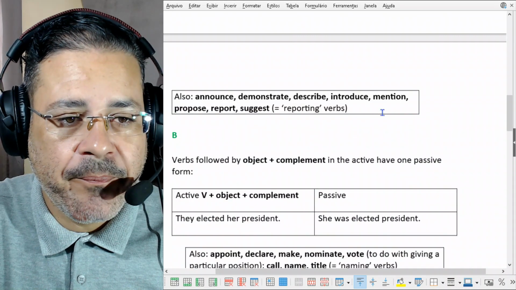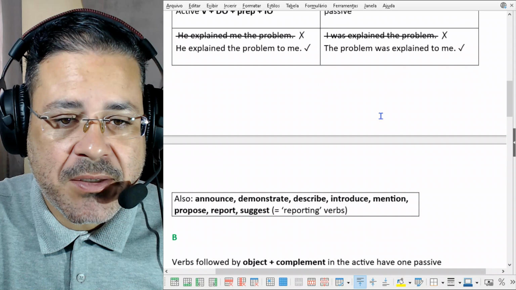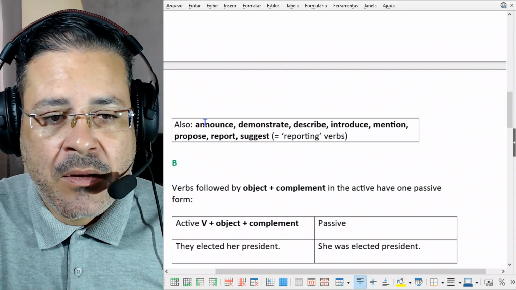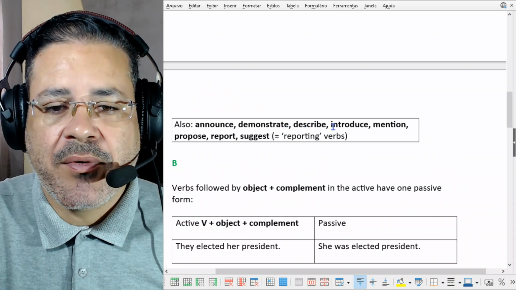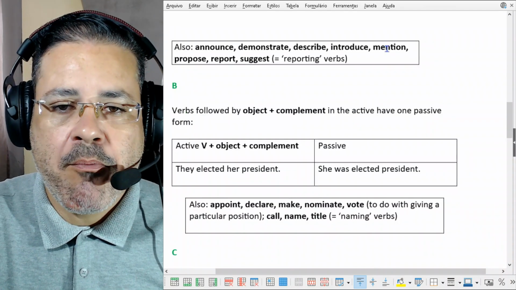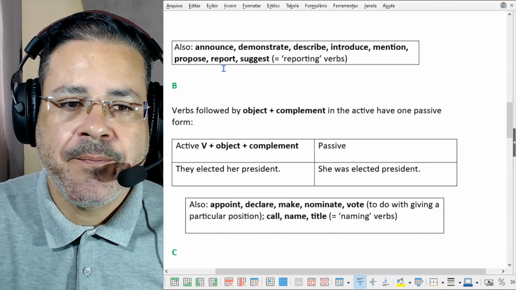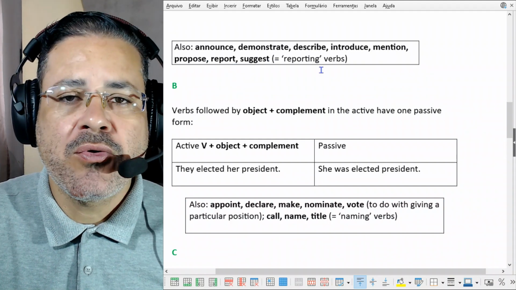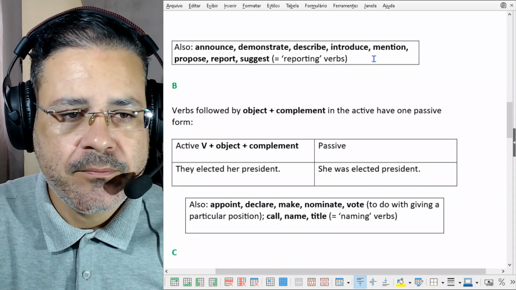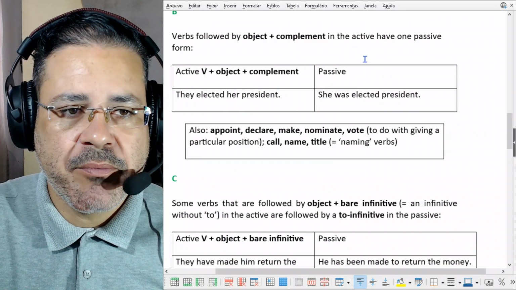Okay, moving on. We also use that pattern with the verbs: to announce, demonstrate, describe, introduce, mention, propose, report, suggest. Those are reporting verbs. Okay, moving on to section B.